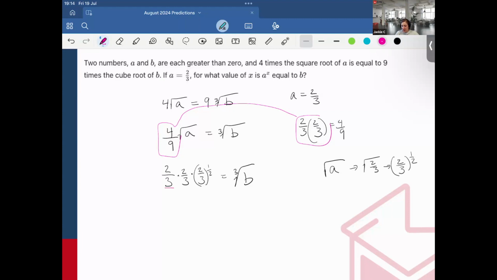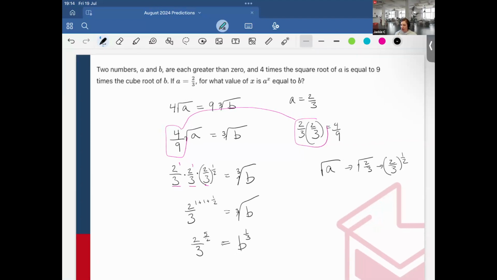So I have the same base, 2/3. And remember, there's an invisible exponent 1 here. So basically, I can now add the exponents: 1 plus 1 plus 1/2 is equal to the cubed root of B. So 2 plus 1/2 is 5/2, right? 2.5 is equal to the cube root of B. And I can also write this as B to the 1/3, just applying laws of exponents.